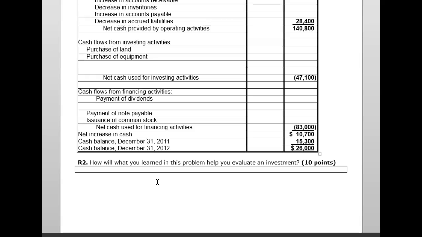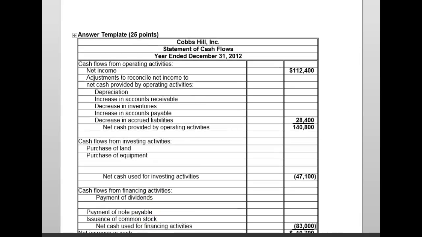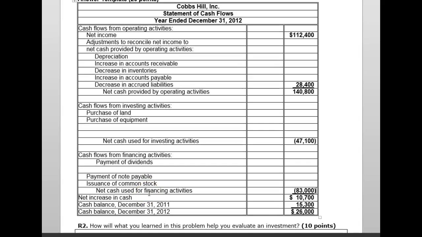And then the final question, which is the ultimate goal of this: how will what you've learned in this problem help you evaluate an investment? So cash flow is probably one of the best, if not the best, ways to make a decision about whether to invest in a company or not, because this tells where the money comes from. Very important. Give this a shot.